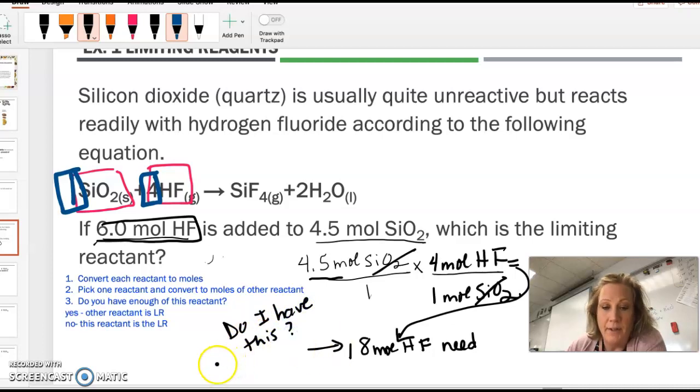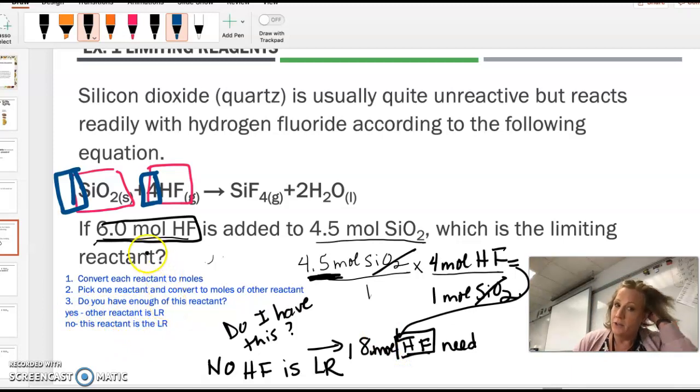And my answer this time is no. So because my answer is no, that means that I'm going to run out of HF first. So that means HF is my limiting reactant. I don't have enough to react with all of the silicon dioxide. So I'm going to have leftover silicon dioxide, and I'm going to run out of HF first. So that's how you determine it.